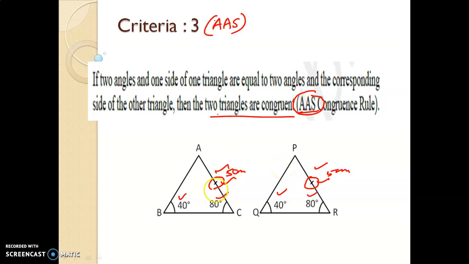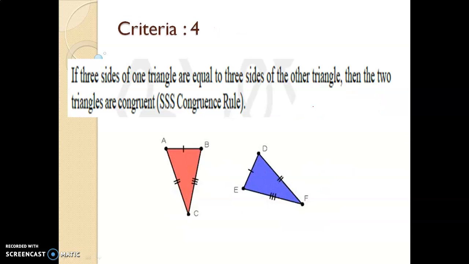Suppose if they are marked with a double mark, then here also a double mark. If the number of marks on the respective sides is the same, the length is the same. Here the side is not included between the angles; it is a different side. However, it comes under AAS criteria. So angle, angle, side. This comes under AAS, that is the third criteria.